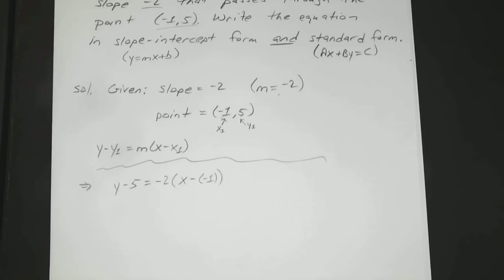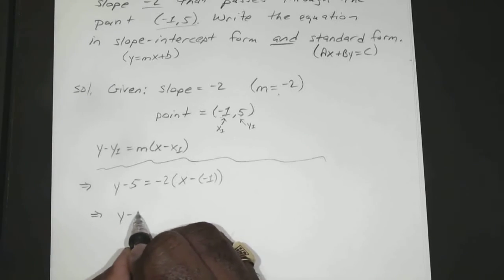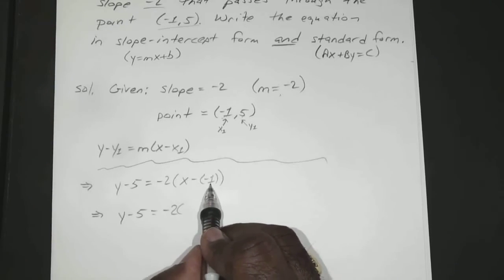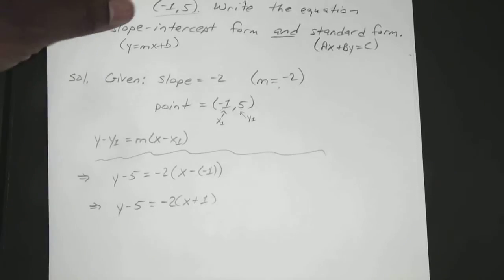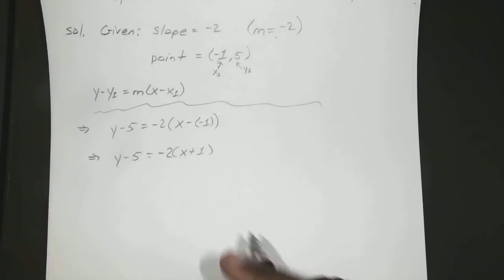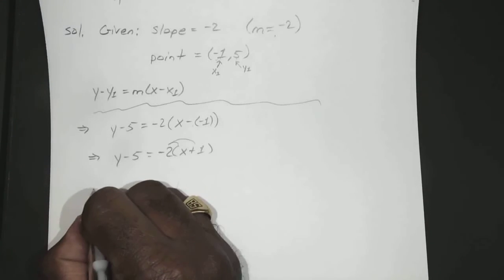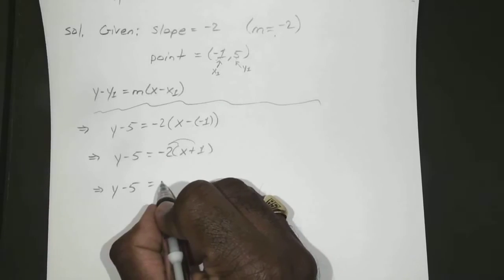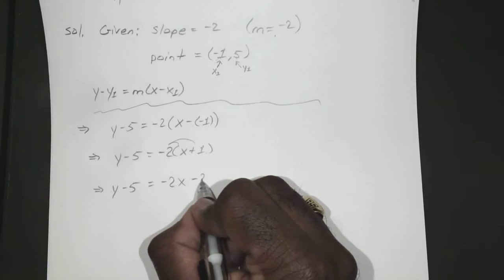Okay. Now once you plug everything in, then you simplify it. So y minus 5 equals -2 times x minus negative 1, which is just x plus 1. And from there, we can just distribute the -2. Once we distribute that -2, we have y minus 5 equals -2x, -2 times +1 is -2.